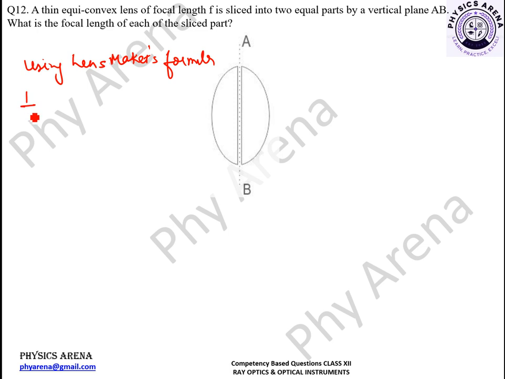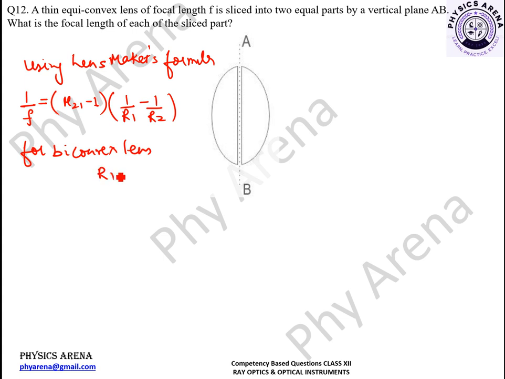it says 1 upon f is equal to (μ₂₁ minus 1) times (1 upon R1 minus 1 upon R2). For biconvex, which is also known as equi-convex, so they both are the same thing, R1 is equal to R and R2 is equal to minus R.